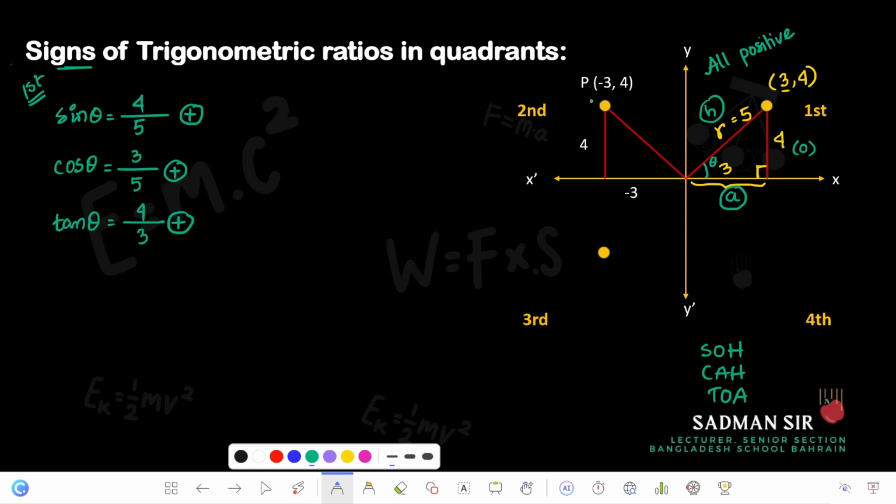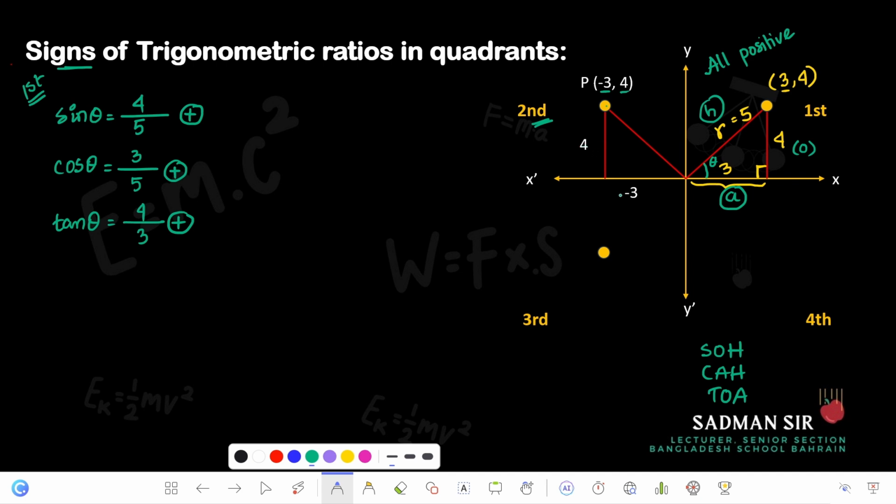Now we can see that we have taken another point in the second quadrant. Now we want to know if in the second quadrant also all of them are positive or not. In the second quadrant, the point will be, as we are traveling in the negative direction of the x-axis, the value of x will be negative, and the value of y, as we are traveling in the upward direction, will be positive. So (-3, 4).